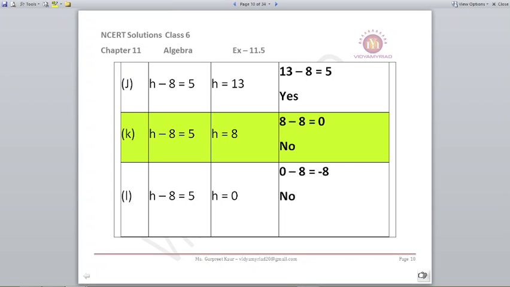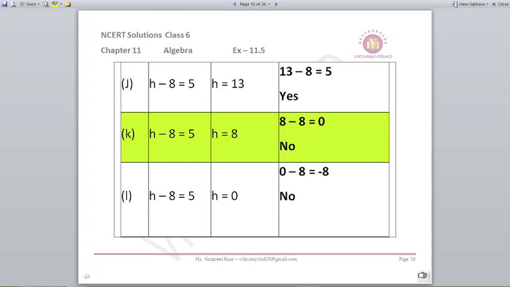J part. H minus 8 is equal to 5. So 13 minus 8 is 5. So left hand side matches with right hand side. So answer is yes. Next. H minus 8 is equal to 5 where H is 8. So 8 minus 8 is 0. So 0 is not equal to 5. So the answer is no.